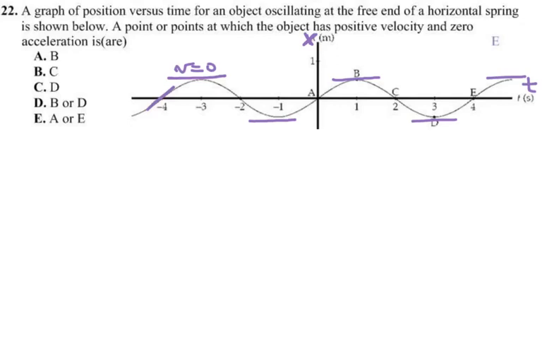Let me do it in a different color. The velocity here is positive. And they say positive velocity. So again, the velocity here is positive. The slope is positive, and the velocity here is positive. This is going to be negative velocity, and again, somewhere there, negative velocity. But it needs zero acceleration.